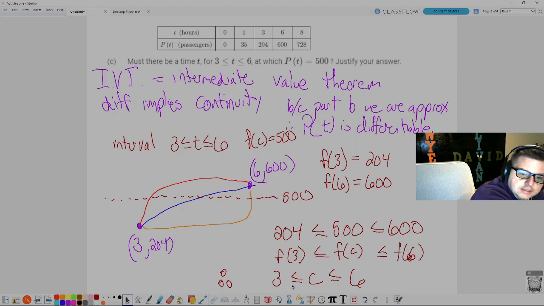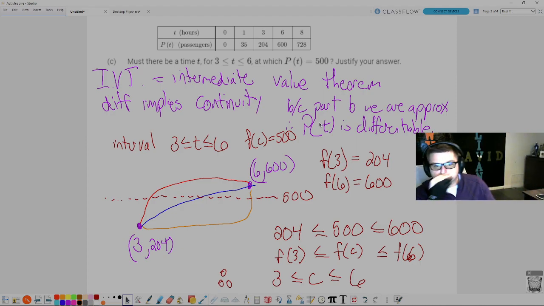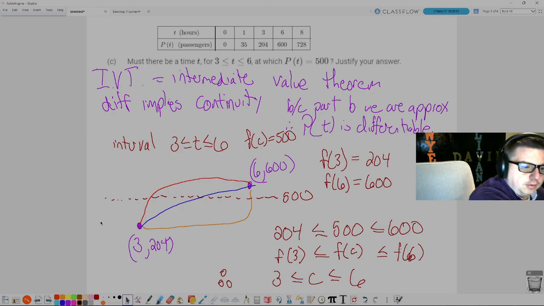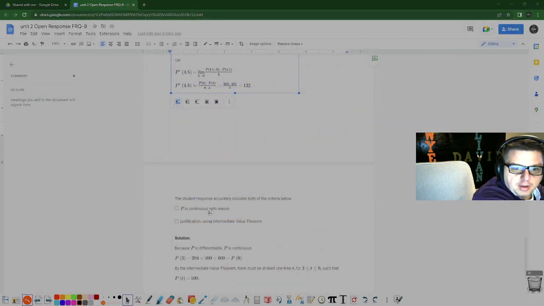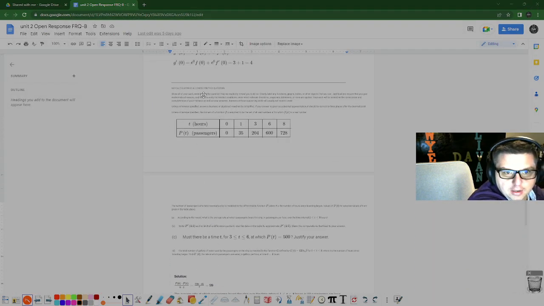So maybe we need to write a statement here at the end using IVT. I don't know if IVT at the top is enough for the AP people. Hopefully it is. If you were to write this as your solution, I would have a tough time for them not to accept this. What I don't accept is where does it say it's differentiable? That's what I'm curious about. And this is the problem right here.